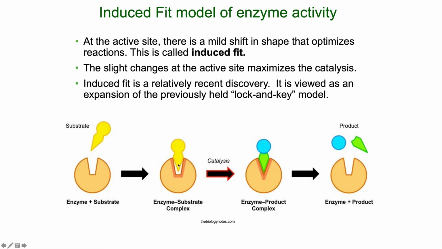Anything that gets close and can partially bind to a protein is going to modify its internal bonding patterns and cause this to occur. And if it's happening at the active site by the substrate, then we call this the induced fit model. And so we start with the enzyme and substrate separate. We have an enzyme substrate complex. This causes the induced fit, allows the enzyme to catalyze a reaction. We briefly have an enzyme product complex until the product is released and the enzyme returns to its former shape.